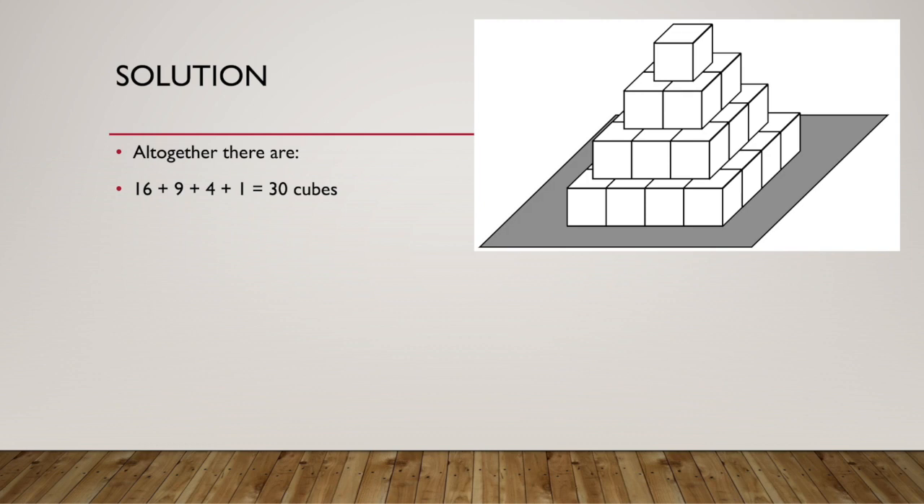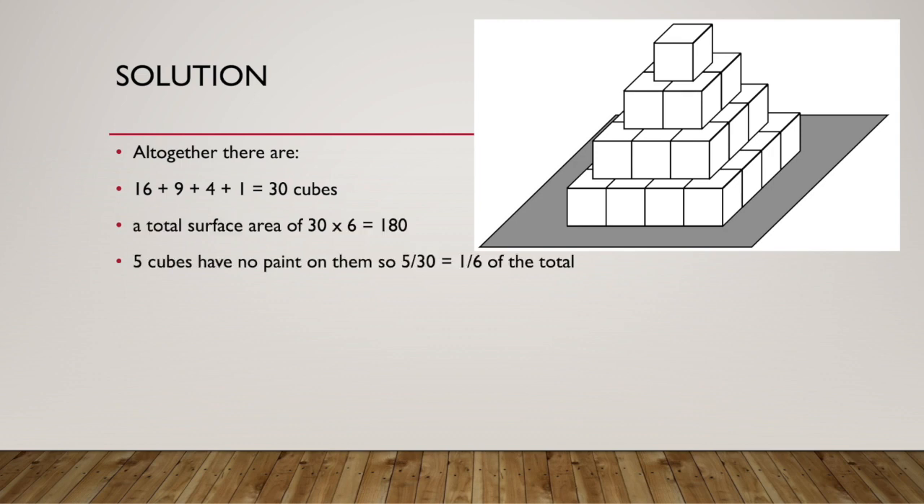If we look, all of the top layer is painted. In the next layer below that, of the 9, 8 of them have been painted on, so only 1 hasn't been. And on the bottom layer of the 16, 12 have been painted on, only 4 haven't. So altogether, there are only 5 that have no paint on them, which is 1/6 of the total altogether.